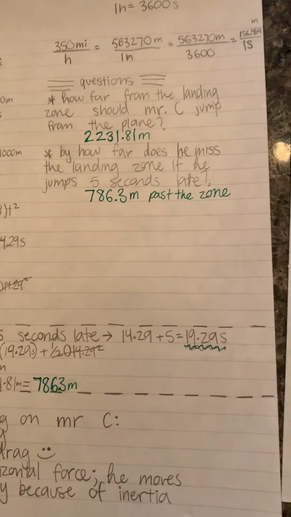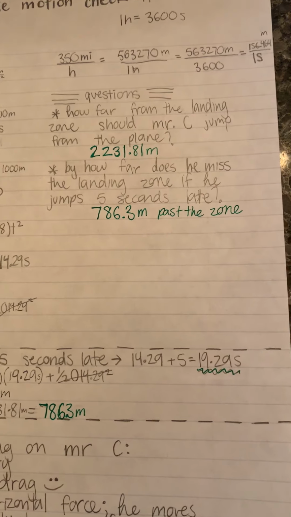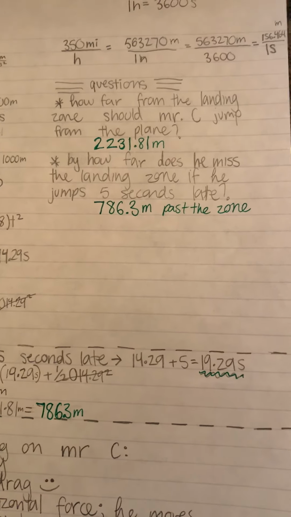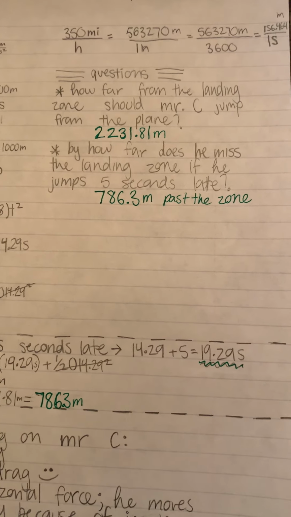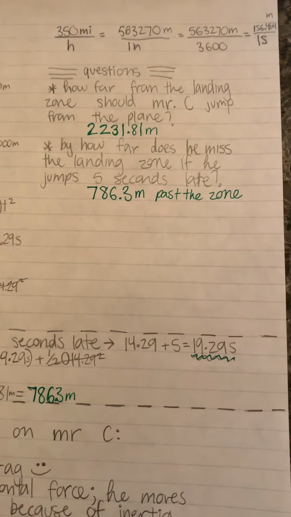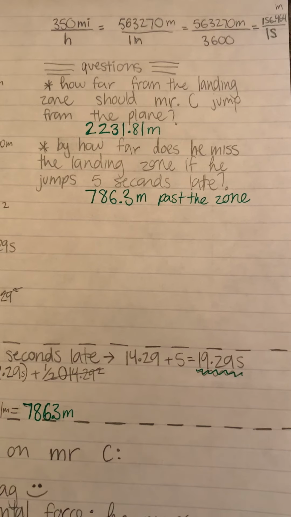And so there you have it. Mr. C needs to jump 2,231.81 meters from the plane to land in the landing zone. But if he jumps 5 seconds late, he'll miss the zone by 786.3 meters.